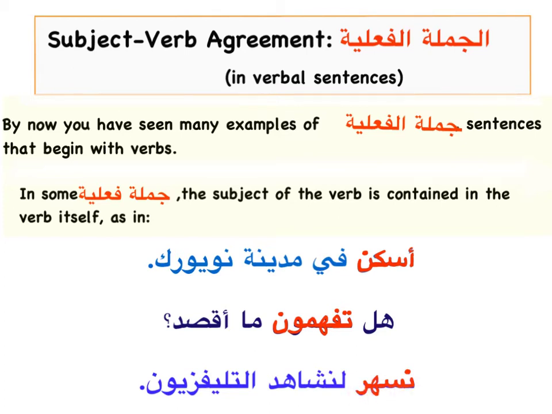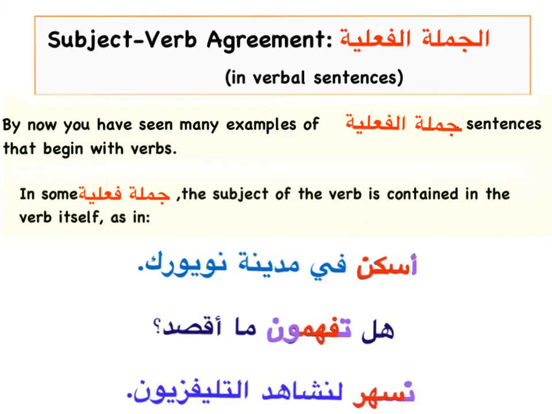And this is what we mean by subject-verb agreement, when the verb follows the subject in gender and in number. And in this case, we just saw how the verb can contain the subject.